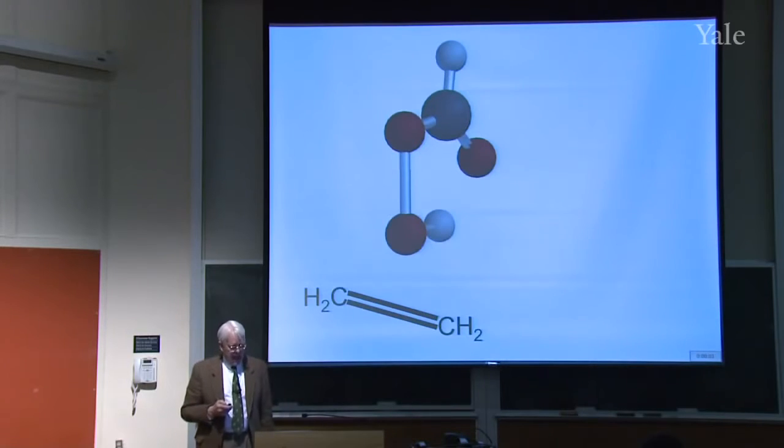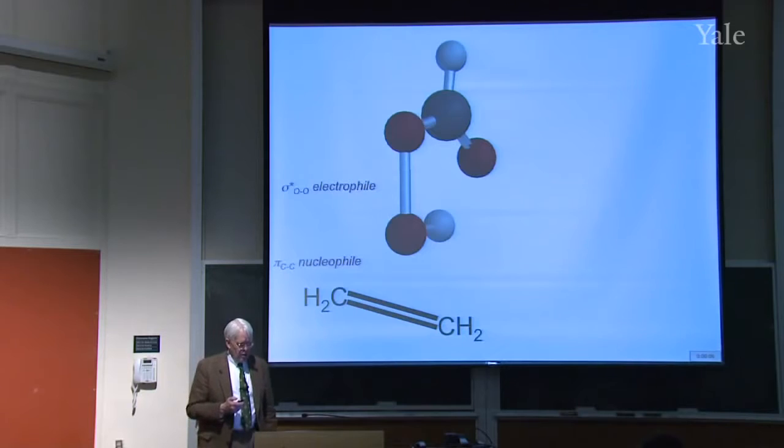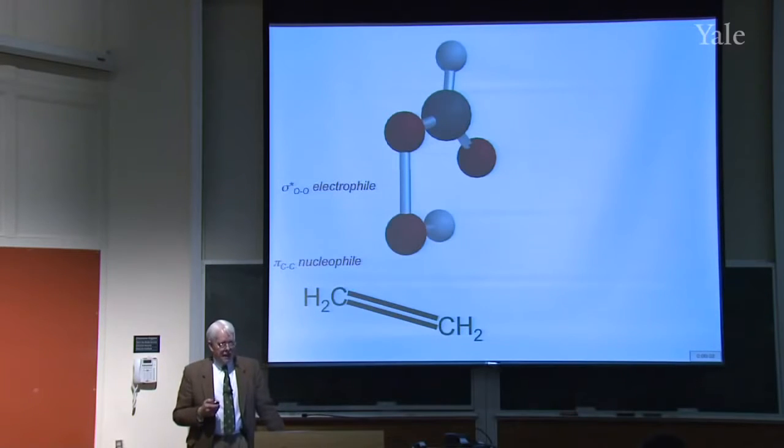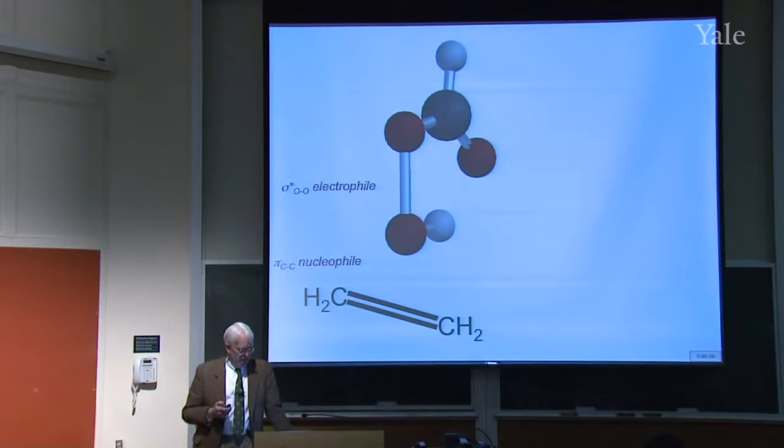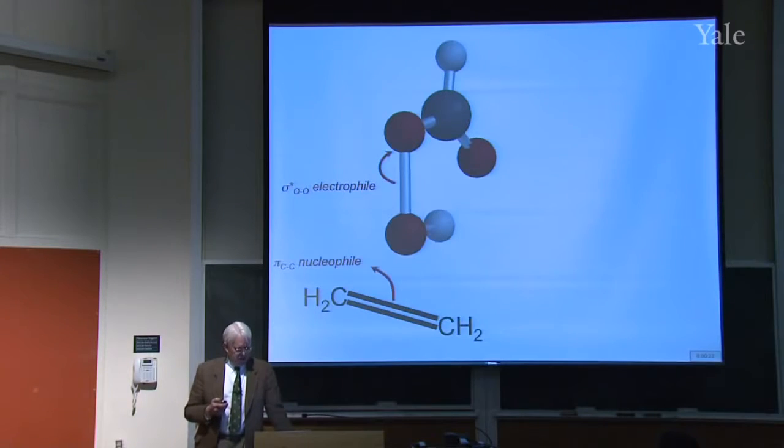And now we're going to look at it as it interacts with the carbon-carbon double bond. So the first interaction is going to be that LUMO of the oxygen-oxygen bond, sigma star, that's the electrophile, that's the LUMO. And the high occupied orbital is going to be our old favorite, pi of the double bond. Okay, so that will do this.